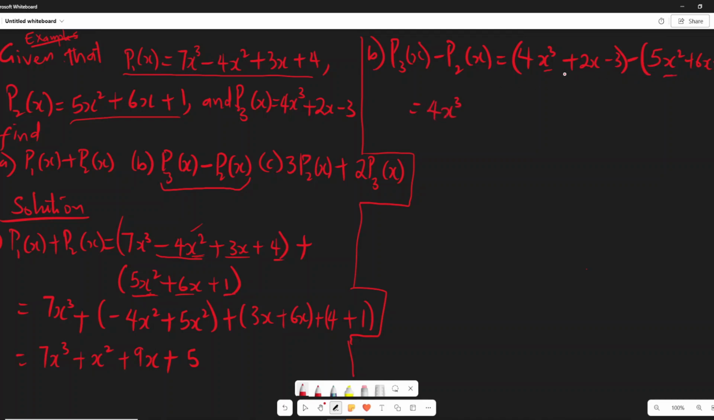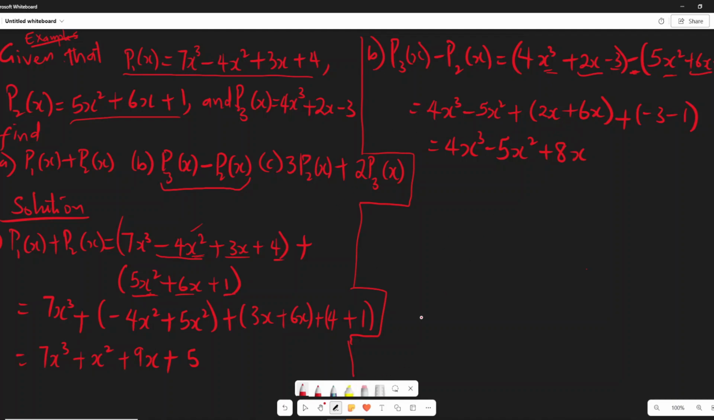X squared also doesn't have its own like term here, so we still write minus. Please take note of the sign in between, minus 5x squared. However, 2x has its like term, so we say plus 2x plus 6x. Good. And lastly, the constants, minus 3. Take note, this is also minus plus 1, which is minus 1. So that would be 4x cubed minus 5x squared plus 2 plus 6 is 8, that's 8x.